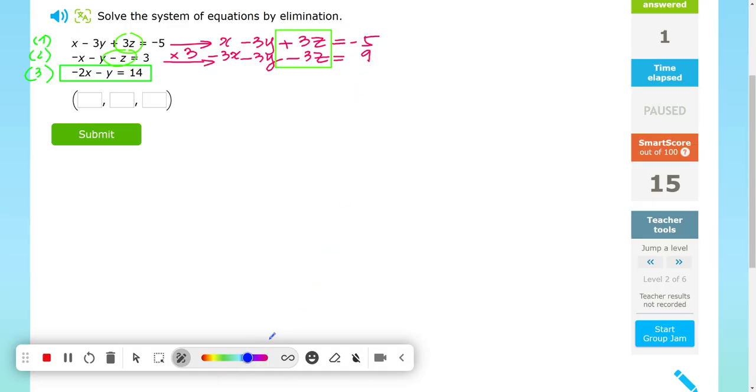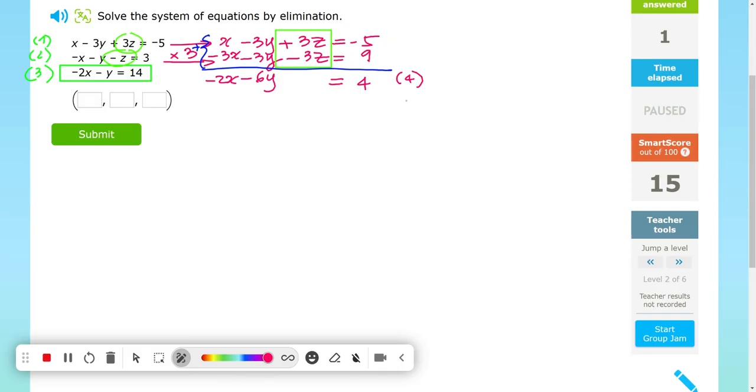Okay? So now I add the two equations together. So x subtract 3x becomes subtract 2x. Subtract 3y becomes subtract 6y. On the right side, I come out positive 4. So I call this equation number 4. So now, you see that? Now I have two equations with two unknowns, x and y.